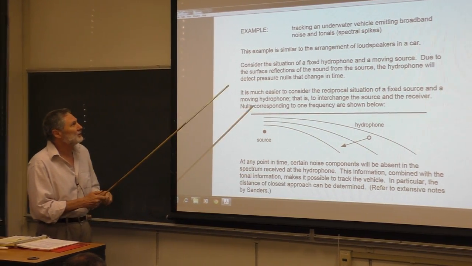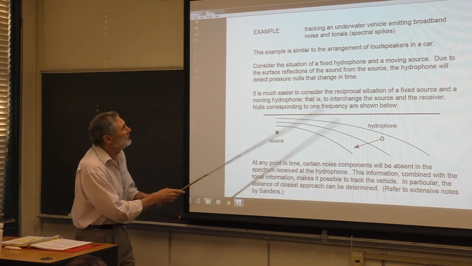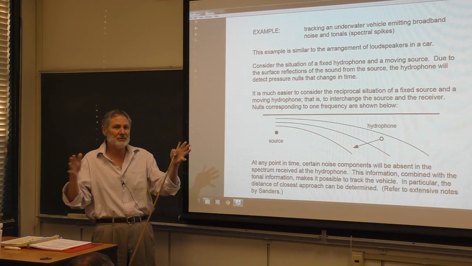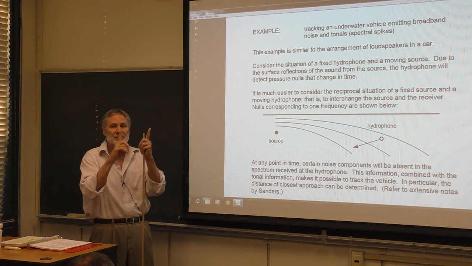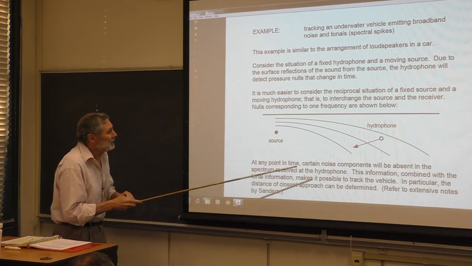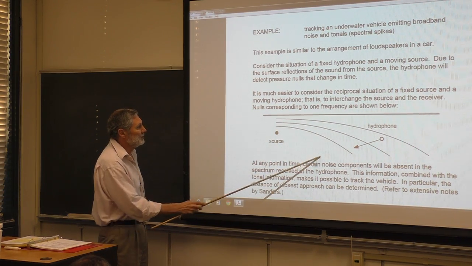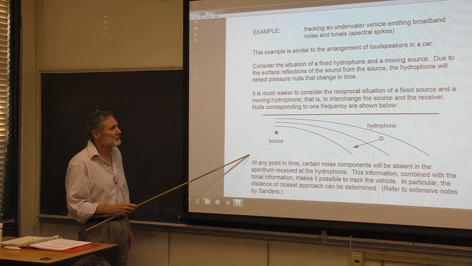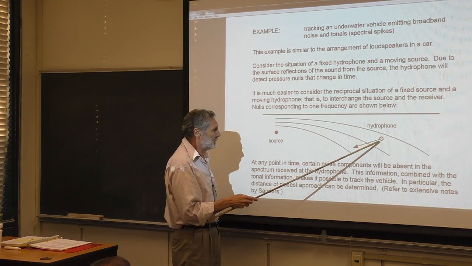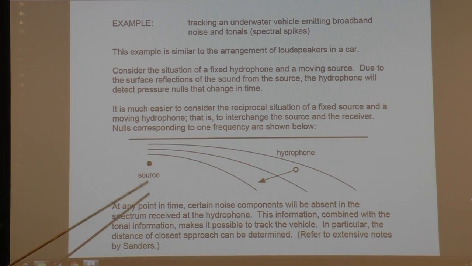So here's the idea. You have some underwater source, a vehicle, and typically in this case, it emits broadband noise, a continuous spectrum, plus some spikes, which are called tonals. These are pure tones. And the situation that we're imagining here is we have this source here that's moving around. Okay, it's an underwater vehicle, and we have a fixed hydrophone. Okay, this could be attached to a mine, I guess. The source is moving around.